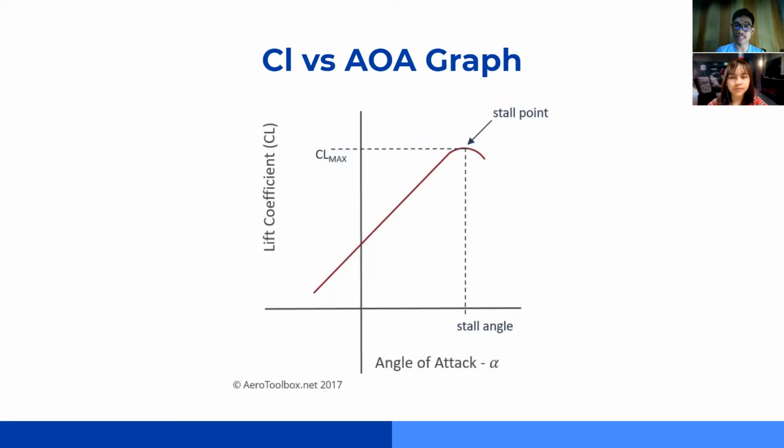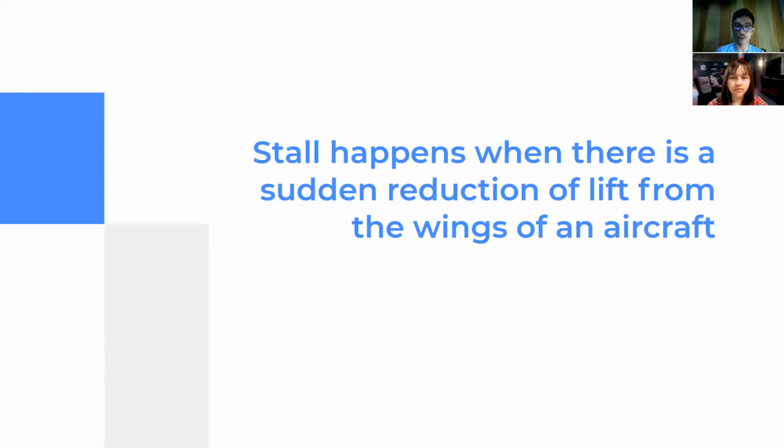Once an airfoil exceeds such a value, it passes the amount of maximum lift it is able to produce and eventually begins to drop. This is normally what we call a stall, and this happens when there is a sudden reduction of lift from the wings of an aircraft.